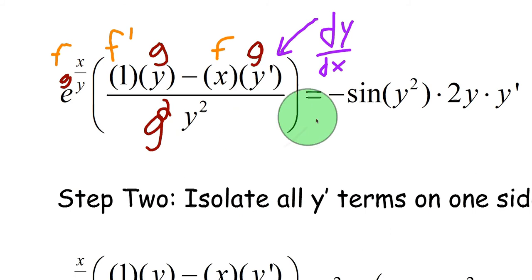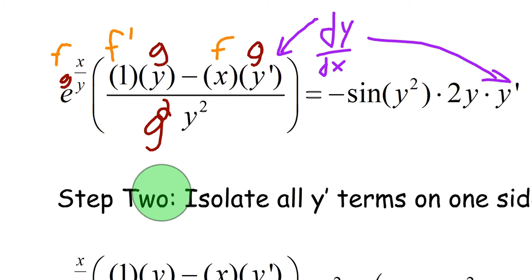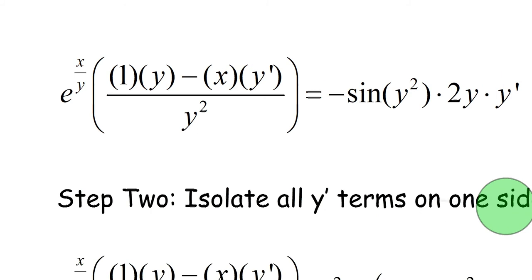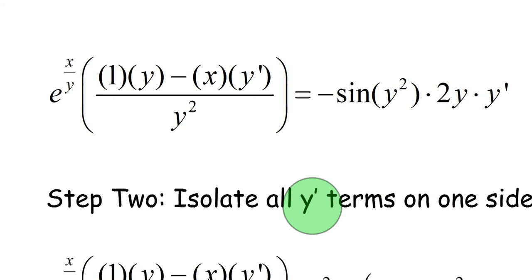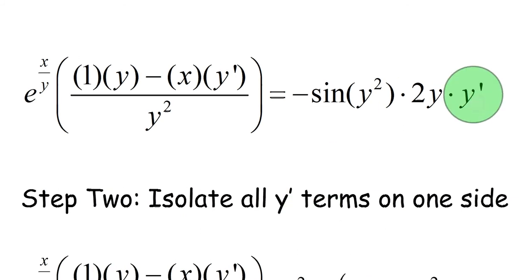Equals. Now again, the derivative of cosine of y squared is negative sine of y squared. Take the derivative of the inside, which would be times dy dx, and again, instead of writing dy dx, we can just write y prime. All right, now step 2. Isolate all y prime terms on one side. So this is again the same as dy dx. We have a y prime term on the right, and we have a y prime term up at the top of this fraction here. So this is going to be tricky, like a puzzle.